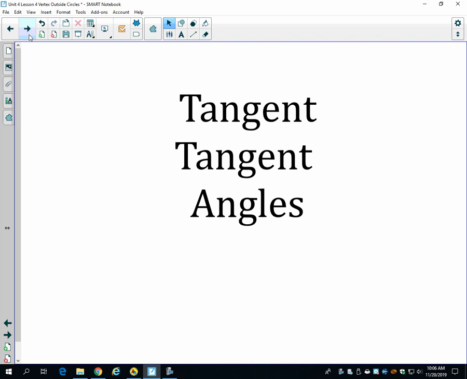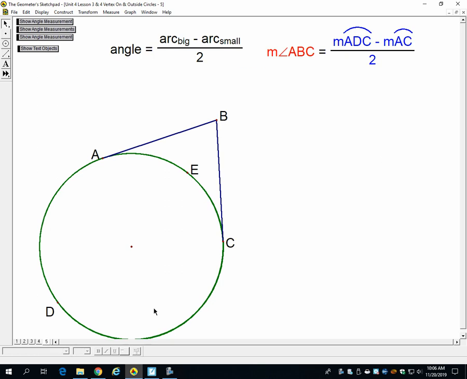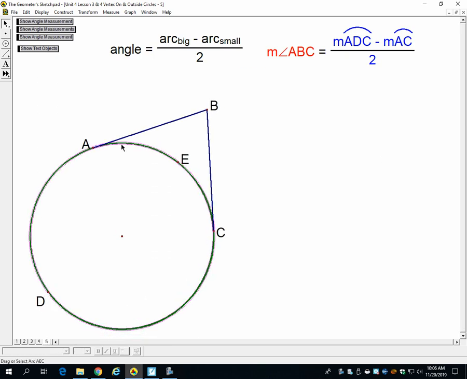The last way we'll see this sort of vertex outside is when we have two tangents. So here I have two tangents, AB and AC. They both only touch the circle once. If these continued on forever, they would never touch the circle again. The same relationship holds true. The big arc minus the small arc divided by 2 will be equal to the angle.